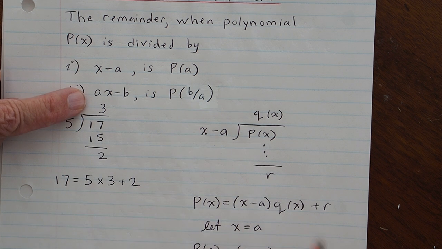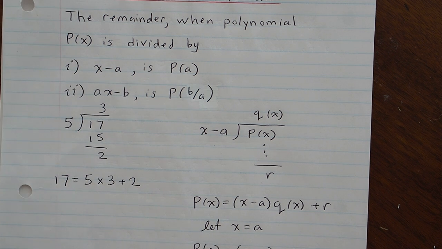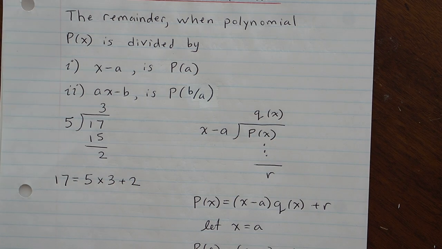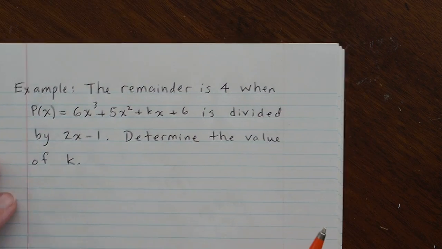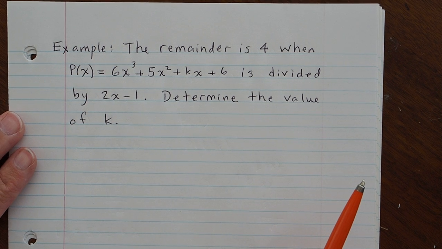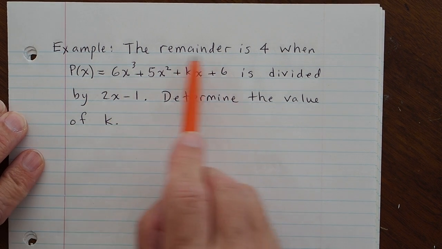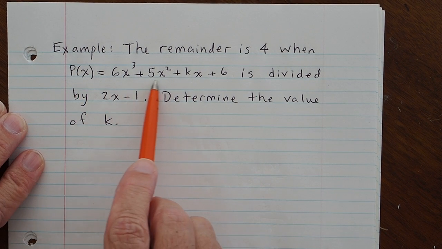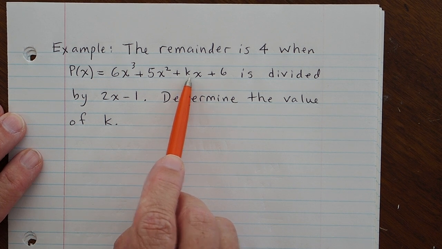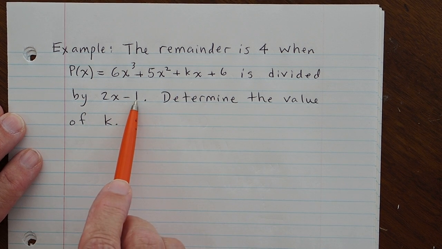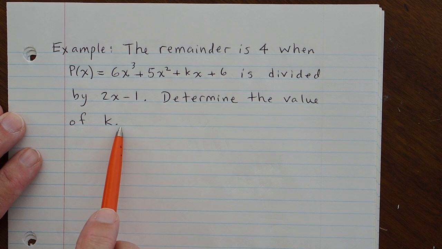The proof for the second half is similar. We're going to move straight to an example, though, to show our theorem in action. The remainder is 4 when this polynomial with a k here, an unknown coefficient value, is divided by 2x minus 1. Determine the value of k.